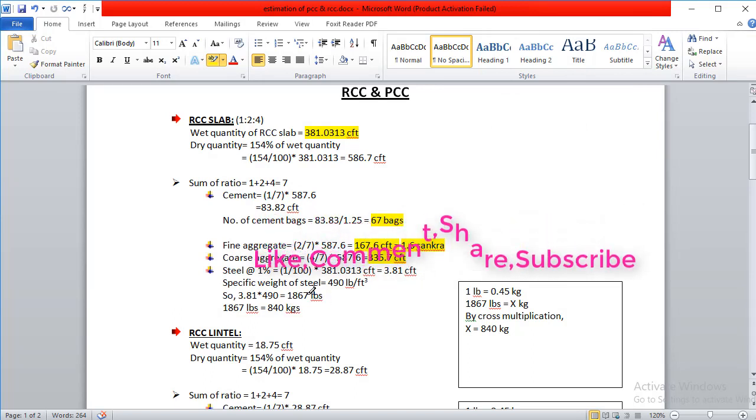And to convert pounds to kgs, I already know that 1 pound is equal to 0.45 kg, so 1867 pounds is equal to, let's say, x kg.